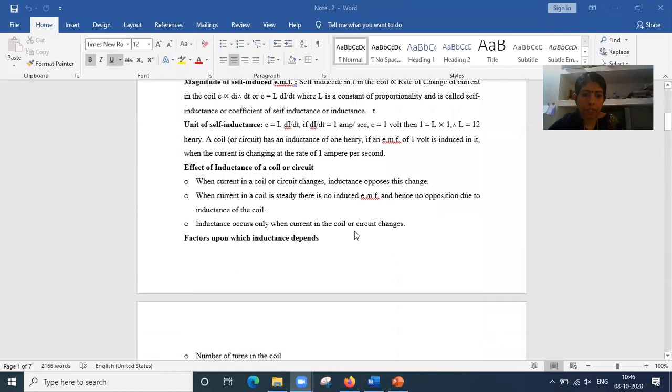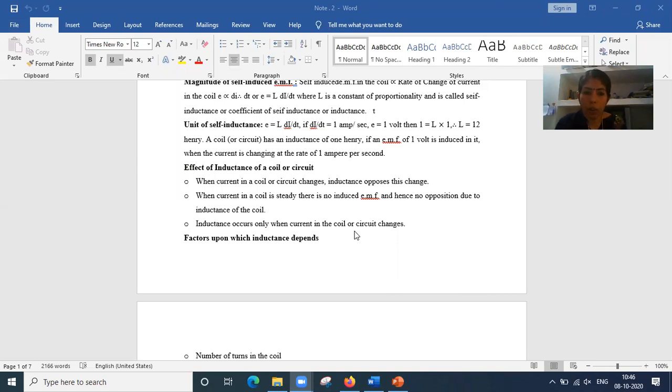Next is the effect of inductance of a coil or circuit. Just read through each effect. When the current in a coil or circuit changes, inductance opposes this change. We say resistance is a property. What is resistance? Resistance is the property of a conductor to oppose the change in current. In the same way, inductance is a property of a coil. When the current in a coil or circuit changes, inductance will oppose this change.